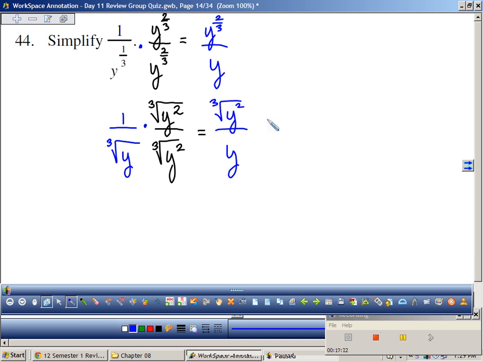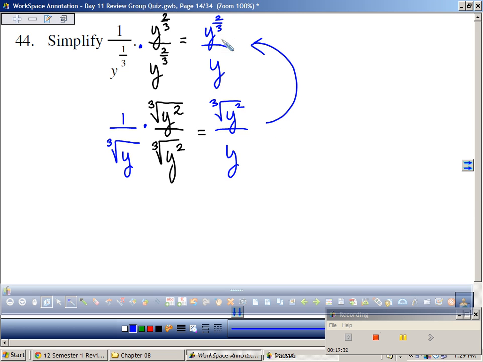These are equivalent. In fact, you're going to see it like that on the final. But if you can't get there, you can go this way. It's not that much longer, right? All right, moving on.